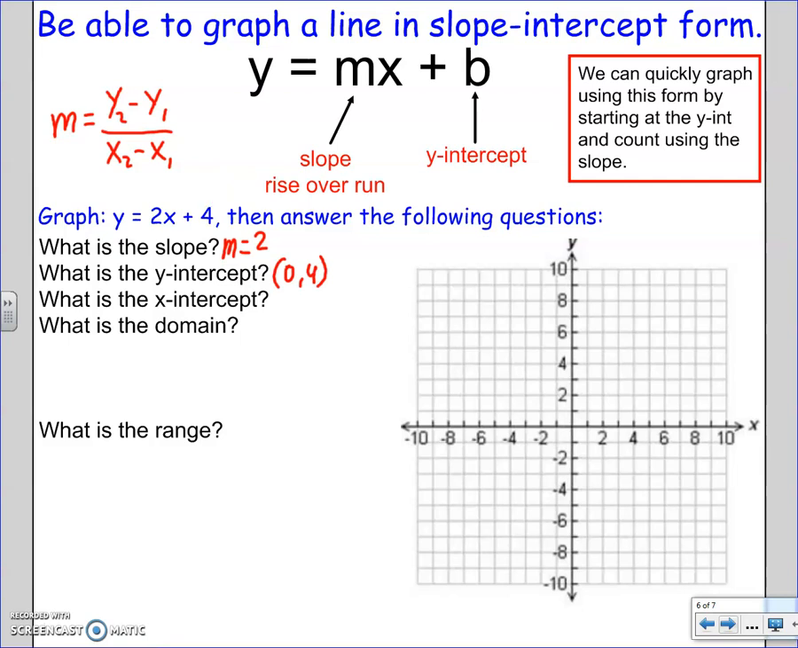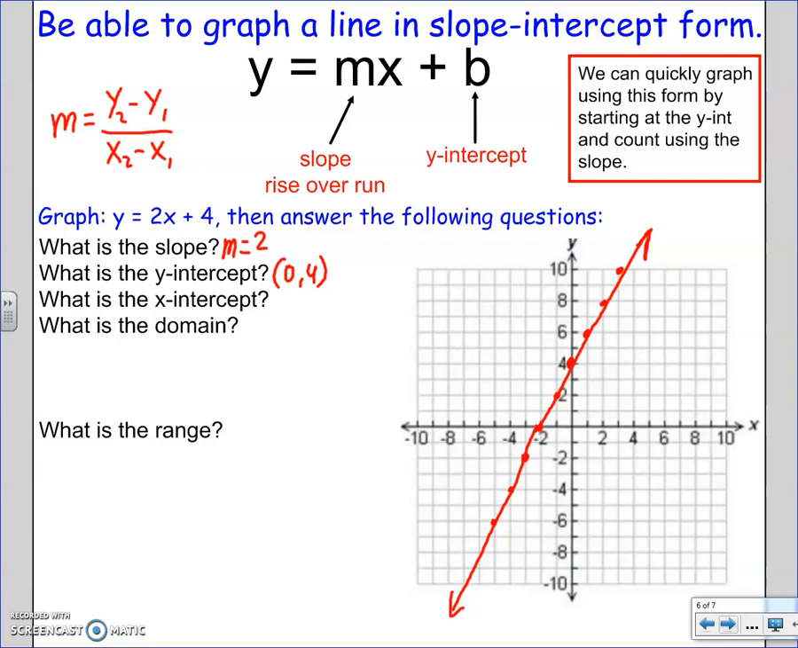So I'll start at (0, 4), right here. Then go up 2 over 1, and then again up 2 over 1. Or I go down 2, left 1, down 2, left 1, and so on. Now for a line, you only need 2 points, because this is a straight connection. And then down here as well.